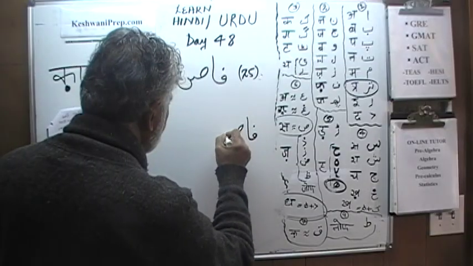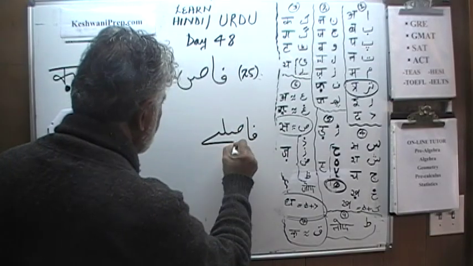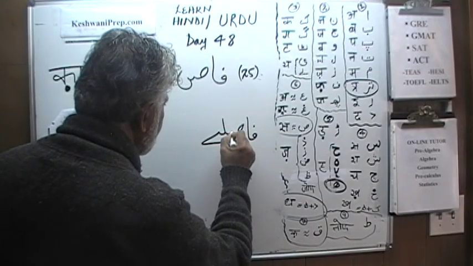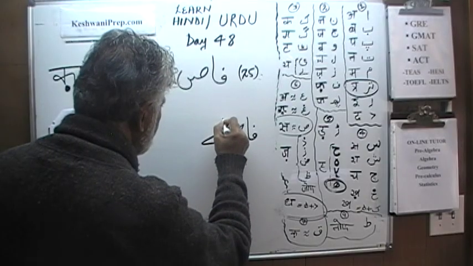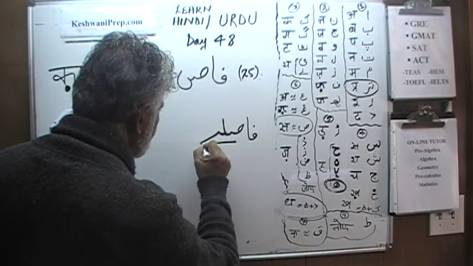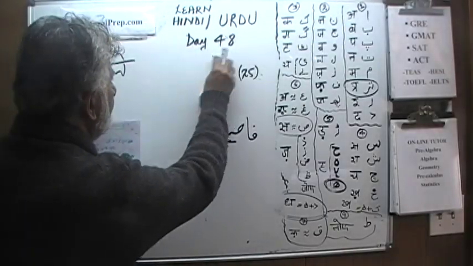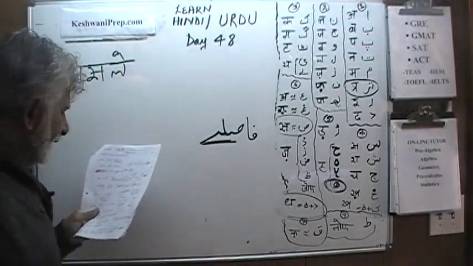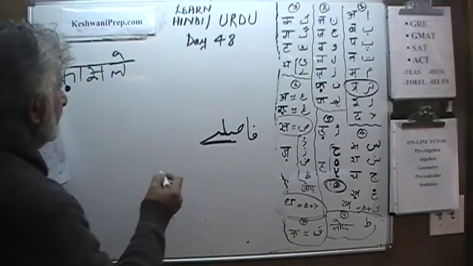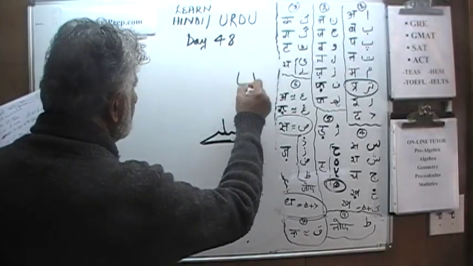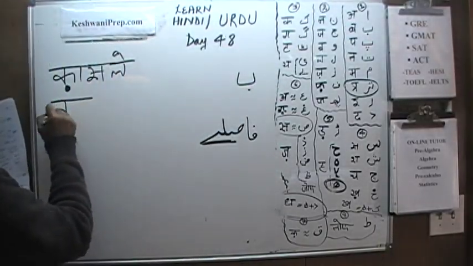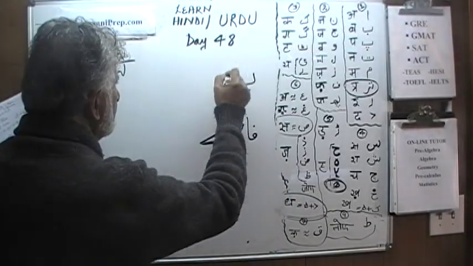Fa, sa, le. This thing is the swat, and then we need one more loop to join it with the la. This is the la, and this is the badi. Right here. Fasle. Then a ro.